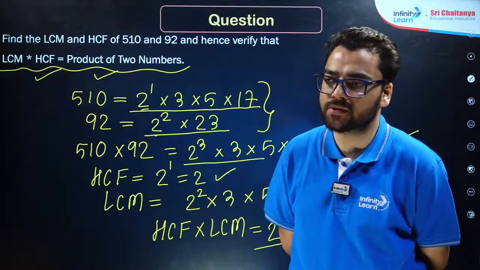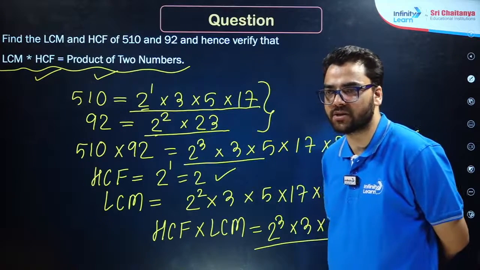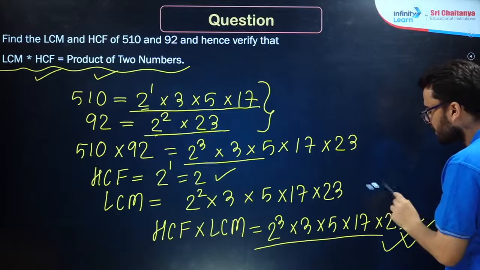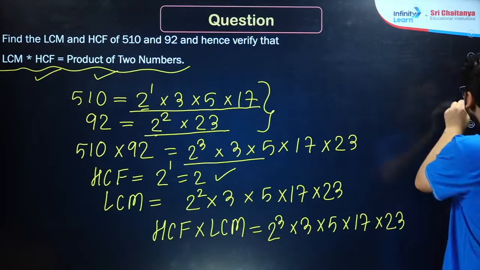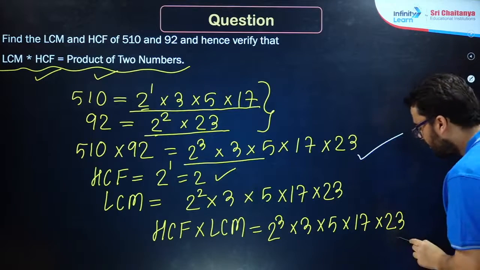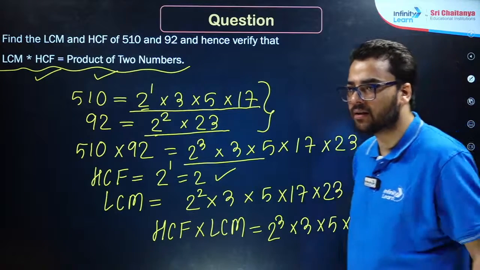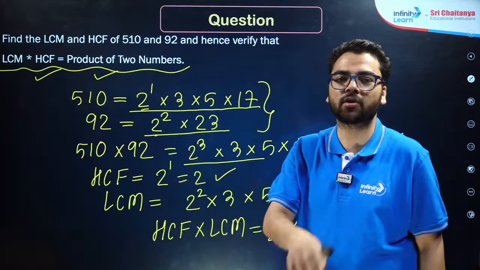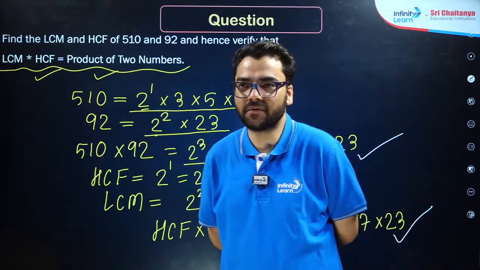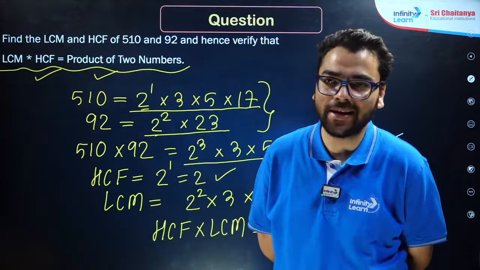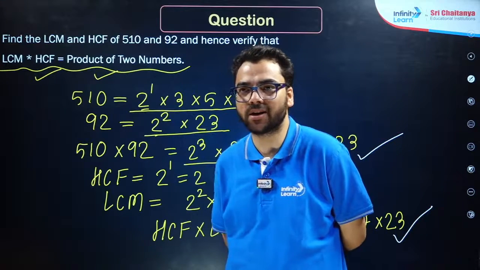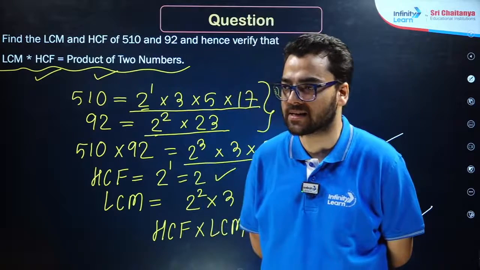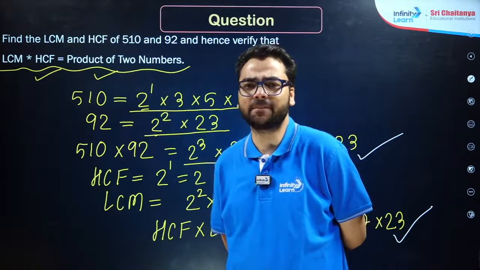Same method will be used, Srishti. The method will not change. Okay, are you saying about 3 numbers? For 3 numbers, this method will not work. For 3 numbers, the product of the numbers is not equal to the product of their HCF and LCM. There is a different thing for it. Maybe I'll take it in the next class. Is it clear up till here, guys?